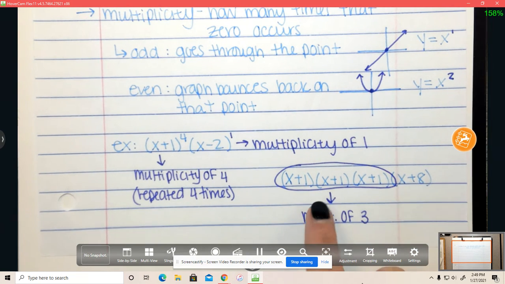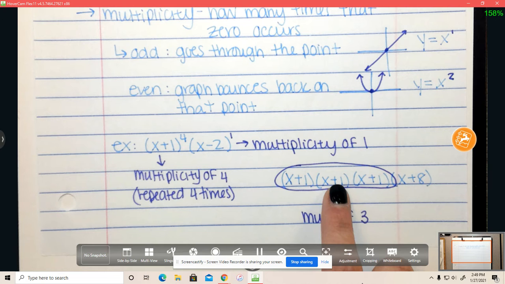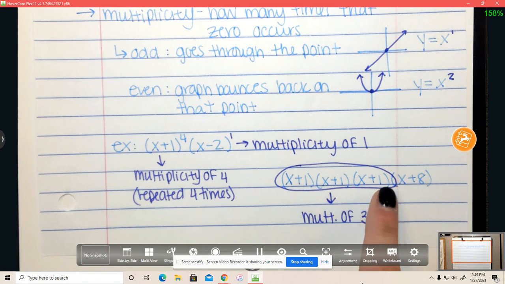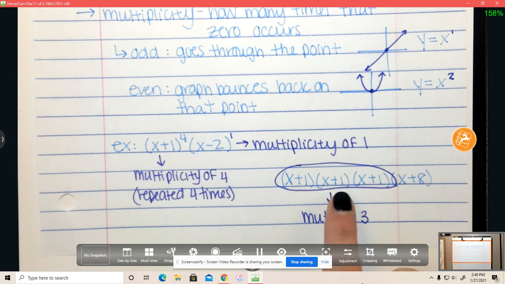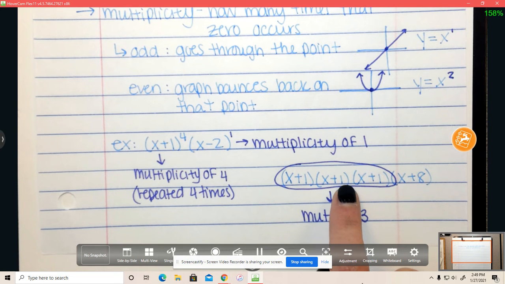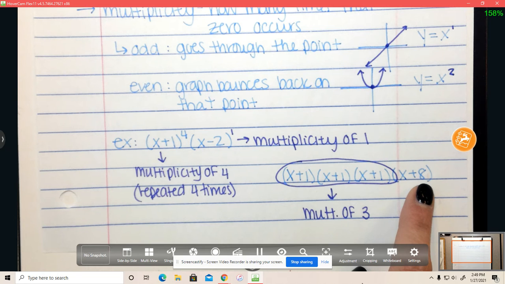Here's another way you could see them. Here we have (x + 1) times (x + 1) times (x + 1) times (x + 8). So your repeated 0 is x + 1. It's repeated 3 times, so it has a multiplicity of 3. So that's odd. That means that the line would go through that intercept. Okay? And then we have x + 8. That's just repeated once. It has a multiplicity of 1, and so the line would go through that point as well.